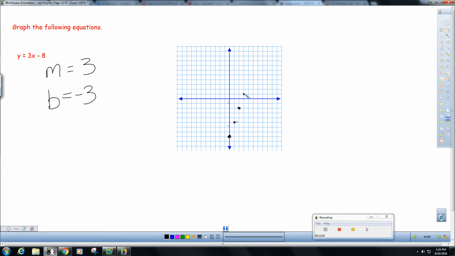Okay? Get your straight edge. I can't use a straight edge on this machine anymore, which is okay. So let me use this line tool. It's going to look something like that. Okay?